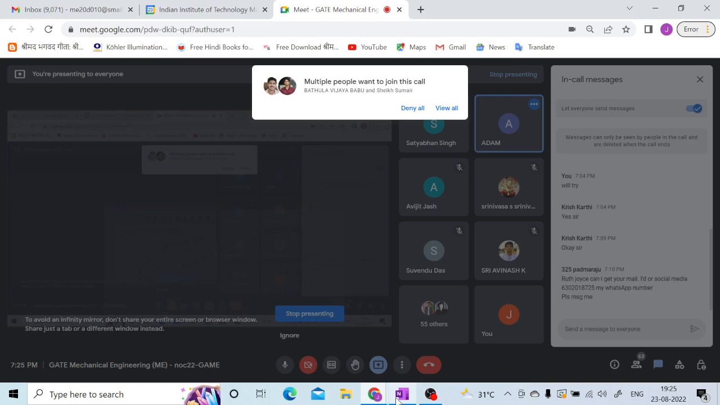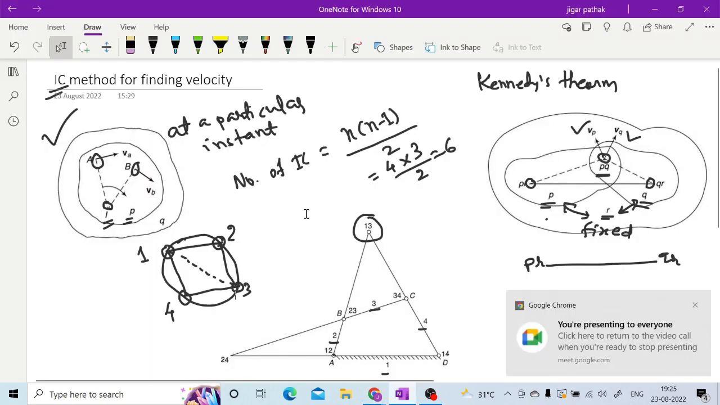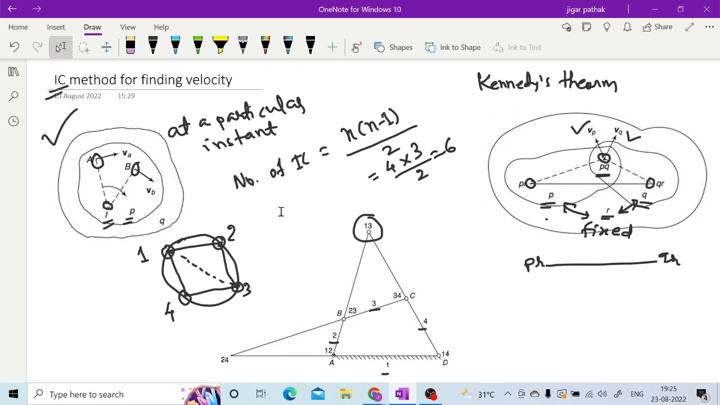What is the instantaneous velocity? Whatever these instantaneous centers of rotation are giving you, the data is for a particular configuration and a particular instant. So at that instant, the different linkages have different velocities which you are calculating.